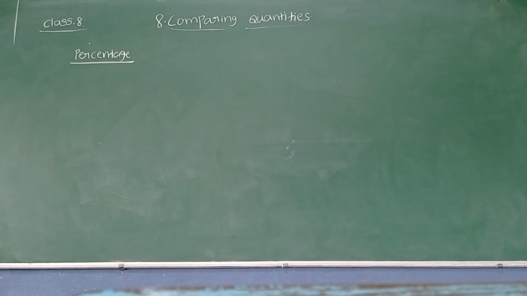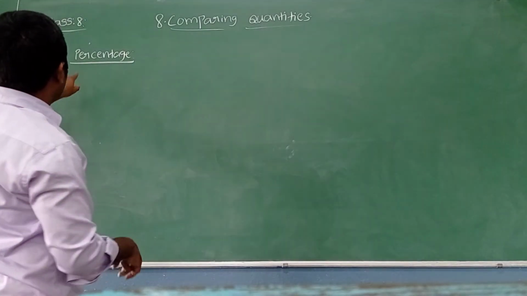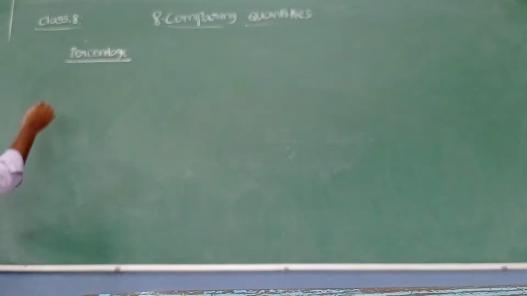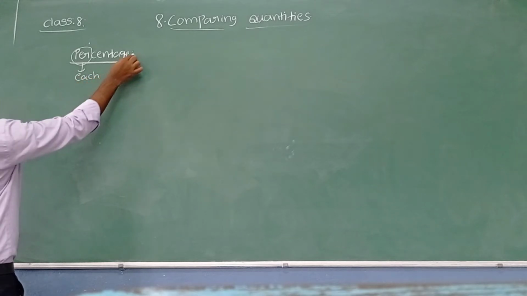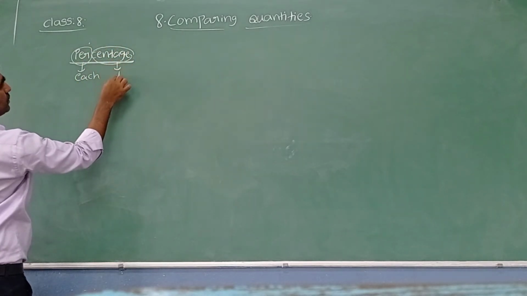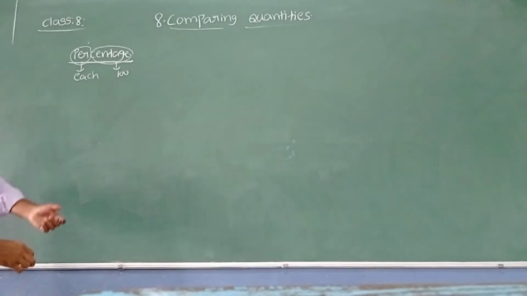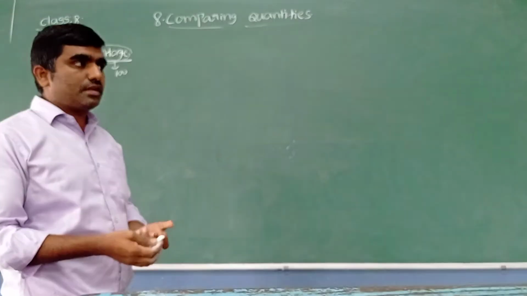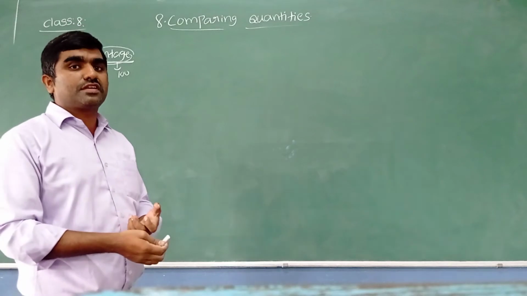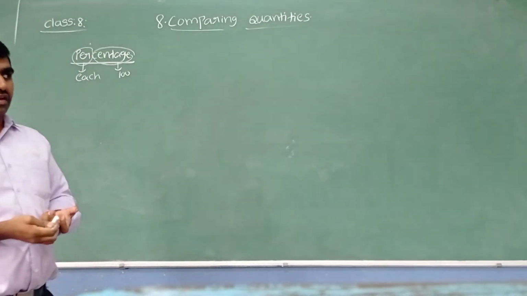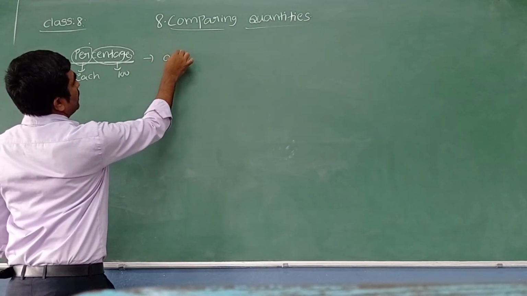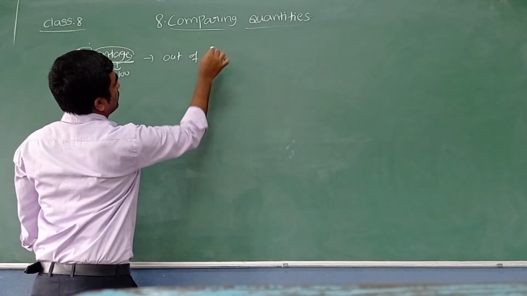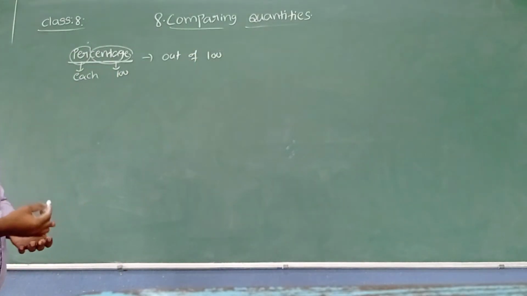Let's see one more concept here, which is percentage. What is meant by percentage? Let's see here first. Per is nothing but each. Centage means 100. So what is meant by percentage? Each 100. Simply, we can say percentage is nothing but expressing out of 100 what quantity we are taking. Percentage means per 100, out of 100. So out of 100, what quantity we are taking.